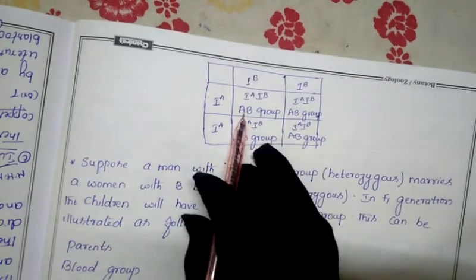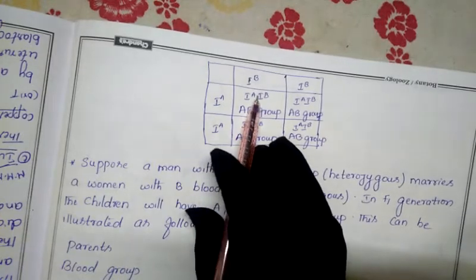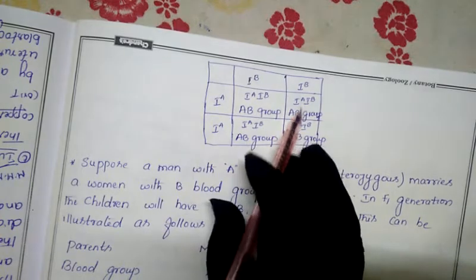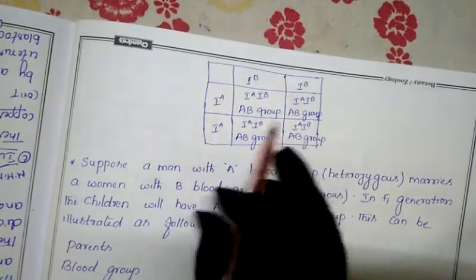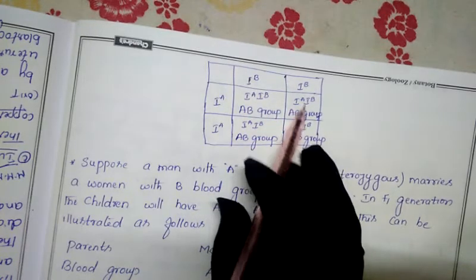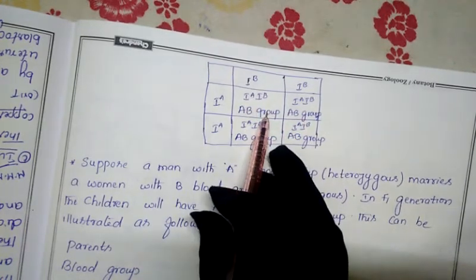AB blood group. So here you have to write the phenotype also. This is the genotype and this is the phenotype. So you have to mention both. While you are writing, draw these columns big enough so that you can easily write both the phenotype and the genotype. This is the genotype and this is the phenotype.